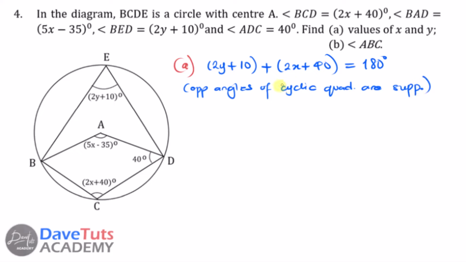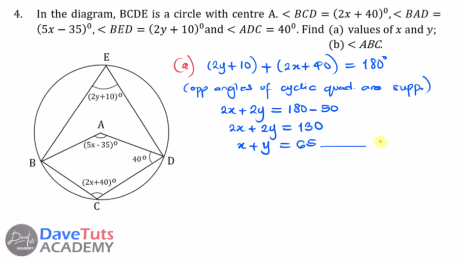So I can open up this bracket and just solve it. I love to write x first, so I have 2x plus 2y. Now 10 plus 40 is 50. If I subtract 50 from both sides, that will be 180 minus 50. So I can have 2x plus 2y is equal to 180 minus 50, which is 130. To bring it to its barest minimum, I can divide all through by 2, dividing each of the terms by 2, to say x plus y is 130 over 2, which is 65. So I have this as equation 1.